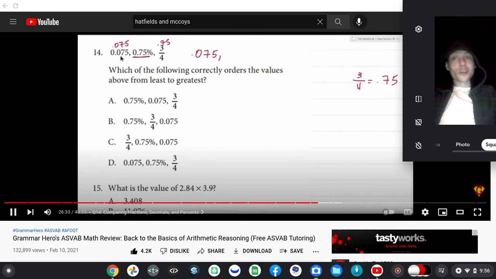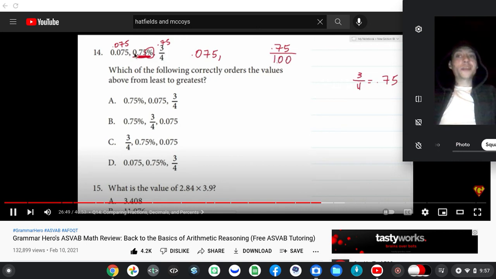This one's already in decimal form. This is already a decimal, and this decimal is a percentage, but we have this percent symbol hanging out there. So in order to convert a percent to a decimal, we're going to take 0.75 and we're going to divide it by 100.